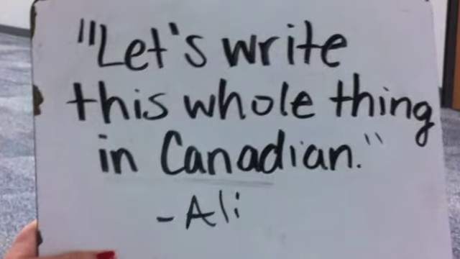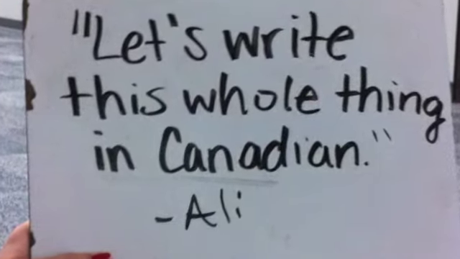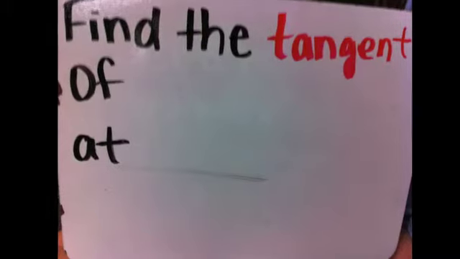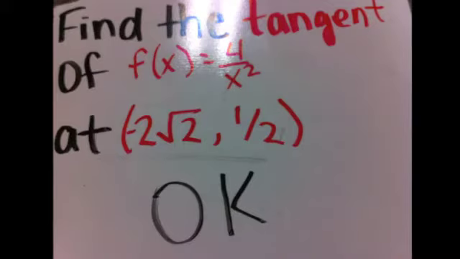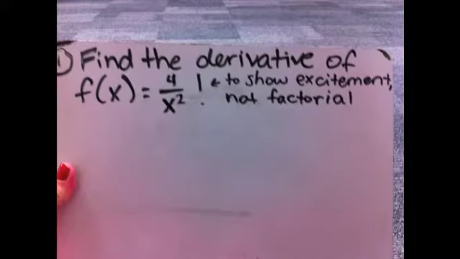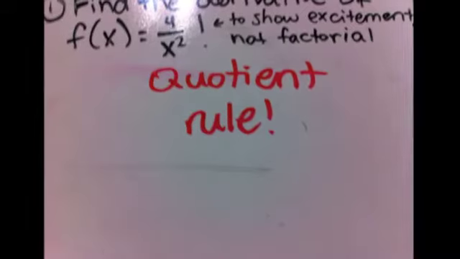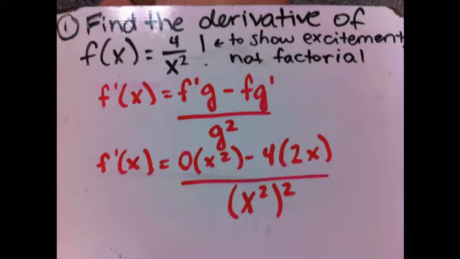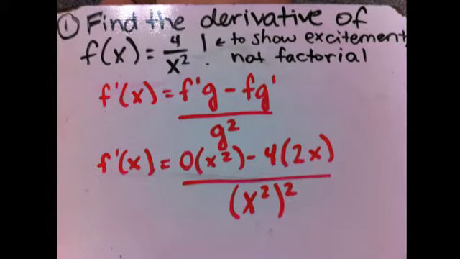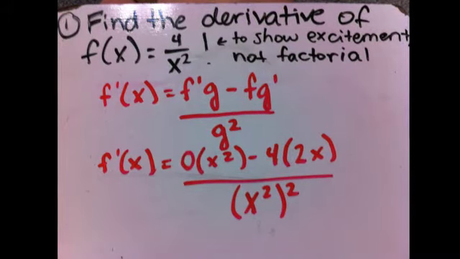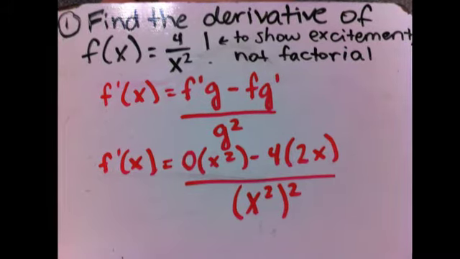Okay, so what's going to happen is we're going to find the tangent of f of x equals 4 over x squared at the point negative 2 root 2 over 1 half. In order to do that, we're going to find the derivative of that equation using the quotient rule. And here's our math. Our mathy math math. It's super mathy, and it's got math.